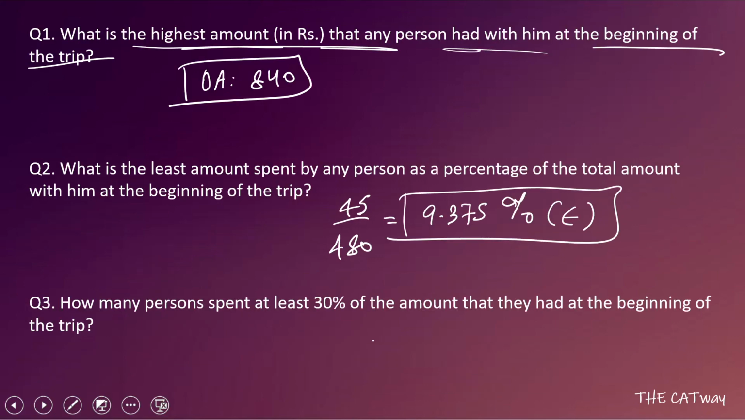So that means the total, our answer is, how many persons spent at least 30%? Our answer is going to be 4.